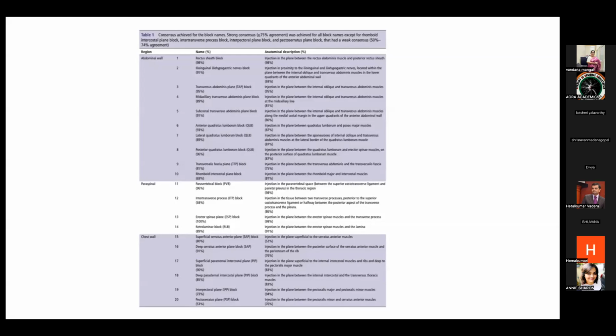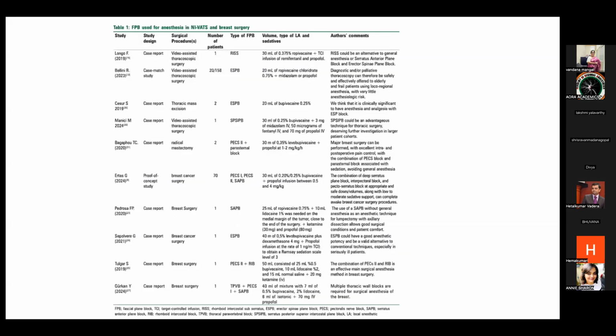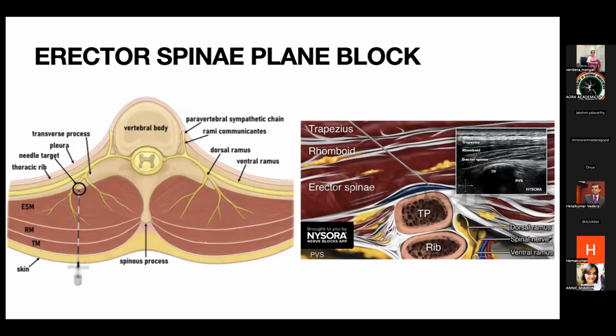Then you have the intertransverse process block, the midpoint of the transverse process to the pleura block also. Injection is between the two transverse processes, posterior to the superior costotransverse ligament, or halfway between the posterior aspect of the transverse process and the pleura. In the erector spinae plane block, we will be giving the injection between the transverse process and the erector spinae muscle. We will be predominantly covering the dorsal ramus.